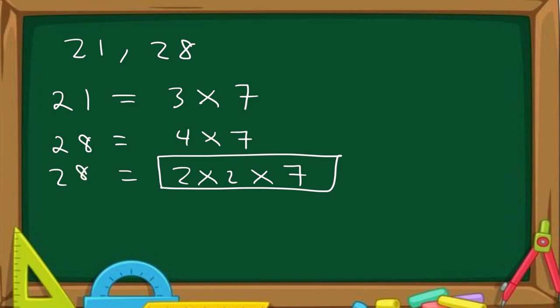Notice that 7 is a common factor between 21 and 28. In fact, it's the greatest common factor. So that's the GCF between 21 and 28. The answer is 7. Now let's work on another example, 22 and 55.